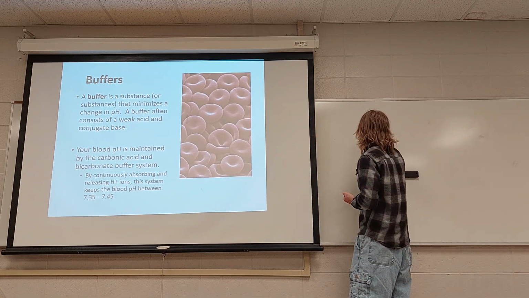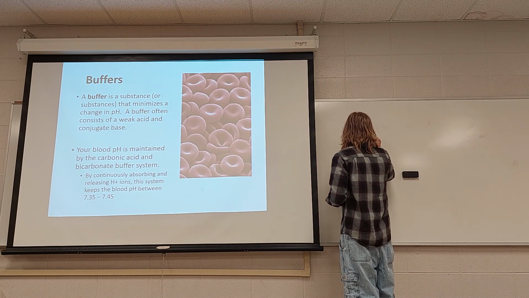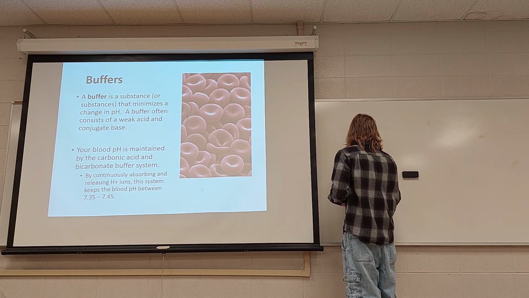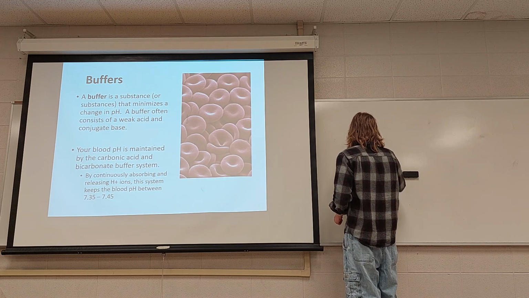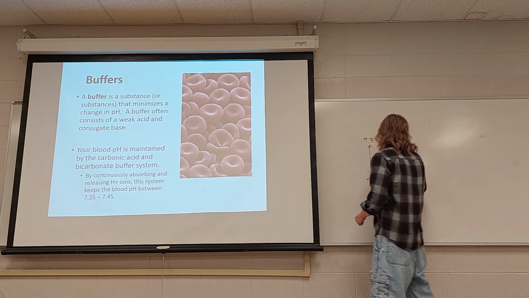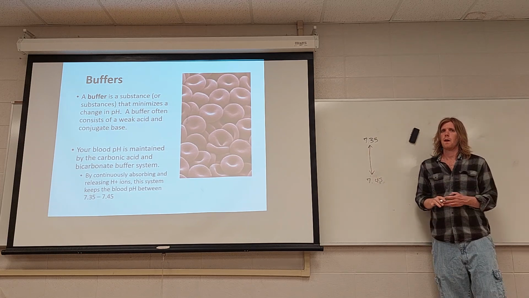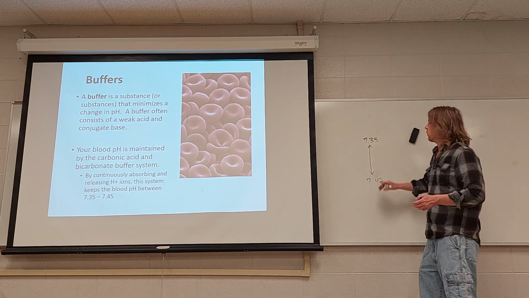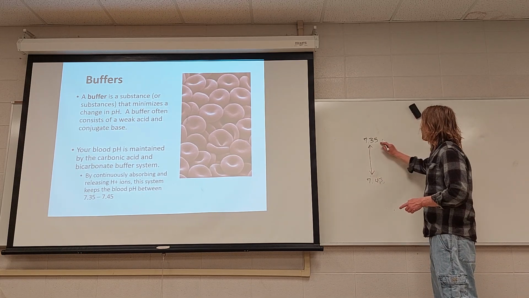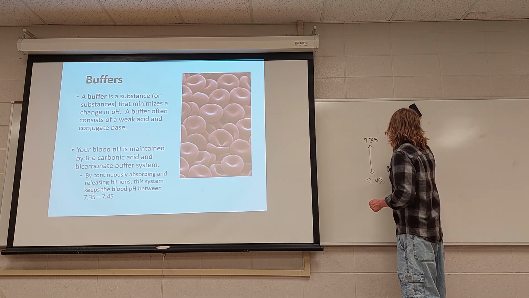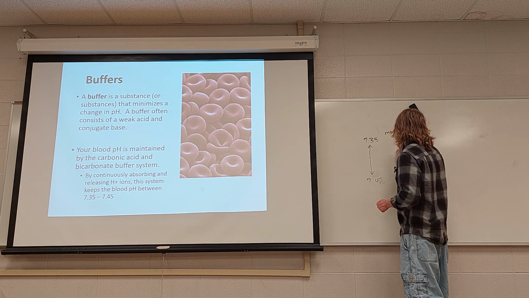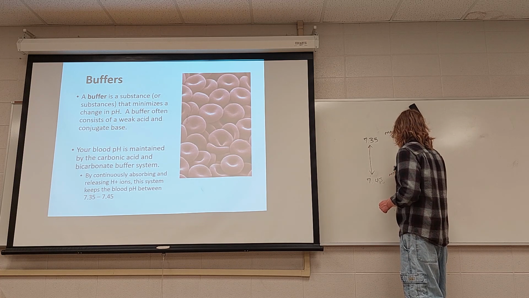Your blood pH needs to be around 7.4. So you can go between 7.35 and 7.45, but it has to stay within that range. And so once you start to get too acidic, let's say you're here at 7.35, just remember, the lower the number, the more acidic it is.